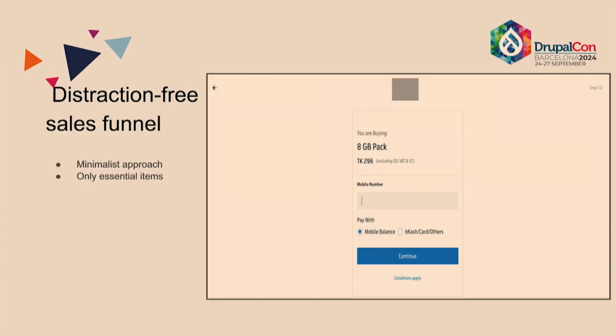Another approach taken was a distraction-free sales funnel. It is a minimalistic approach to keep the users focused on the purchase page. You can see in the page, there is no other information, only the information regarding the purchase, so that users cannot be distracted and navigate to other pages. Instead of a detailed header, we replaced it with a simplified header with only a back button, logo, and steps, so that the user gets focused on the purchase journey itself.